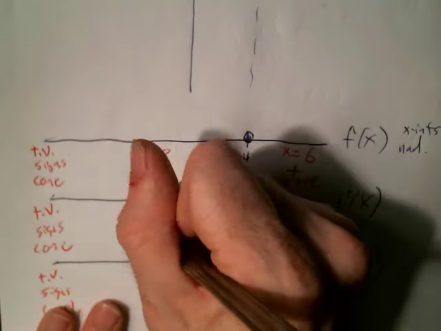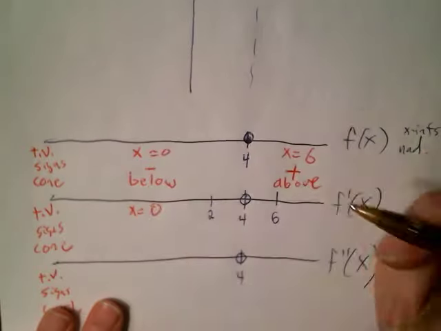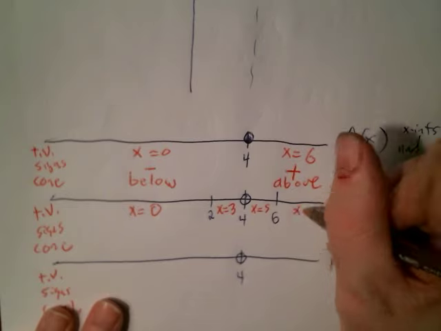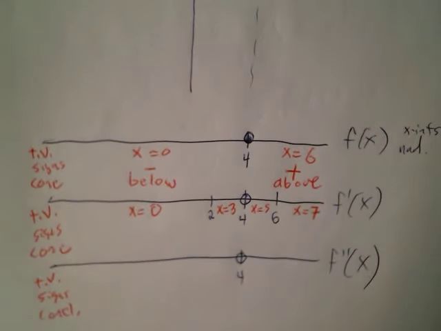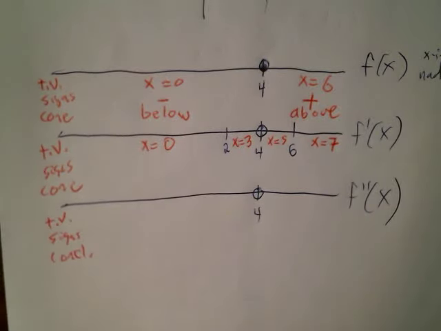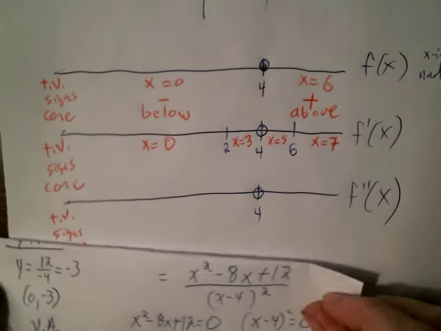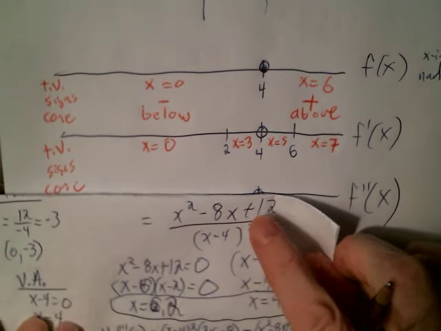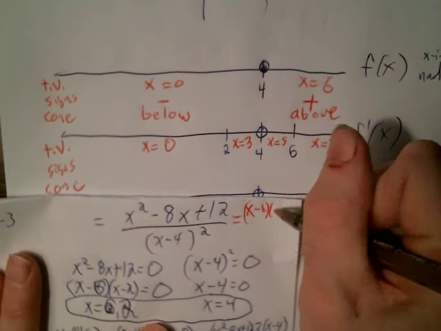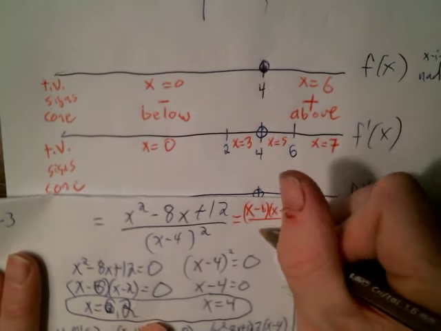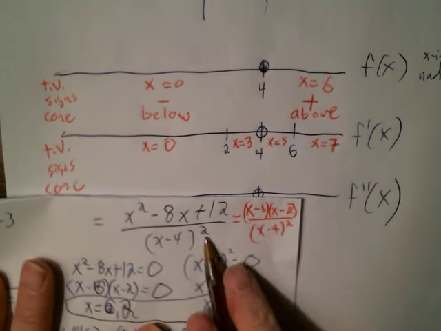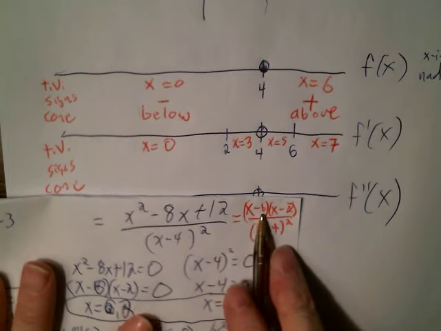So in that interval, it goes above the x-axis. For this, then, let's try x is 0 again, and then x is 3, and then x is 5, and then x is 7. And this time we're using the first derivative, which is sitting right here. We could rewrite the numerator as x minus 6 times x minus 2 all over x minus 4 squared. Whatever we put in the denominator is going to automatically be positive because we're squaring it. So I need only look at the numerator.